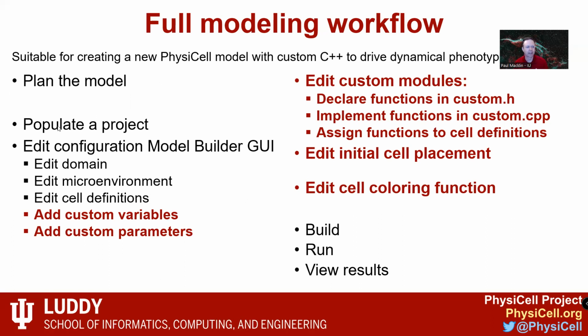Then we're going to populate the template project. We're going to edit the domain, microenvironment, and cell definitions in the graphical model builder, add custom variables and parameters. So anything that's new in the full workflow is here in red. Now that we are writing C++ rules, we can make use of custom variables and parameters in our functions.